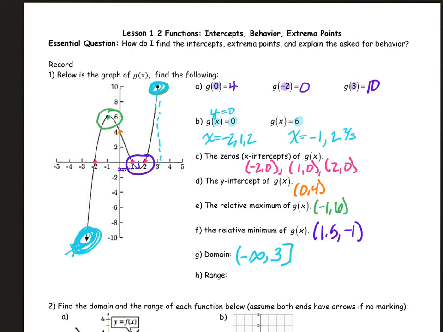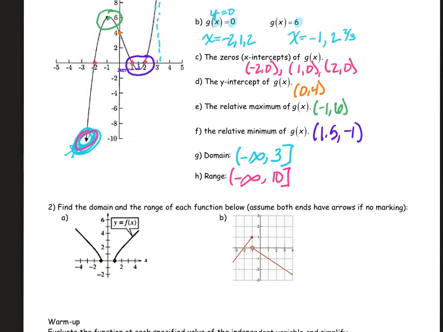Awesome. And then my range goes, again, from my lowest to my highest. Well, and again, since this is an arrow and it's going to keep going further down, it's going to go from negative infinity to my highest point, which is 10. And since it has a solid dot, it is included. Good job, you guys. So we're going to go to the next problem, problem 2 here.